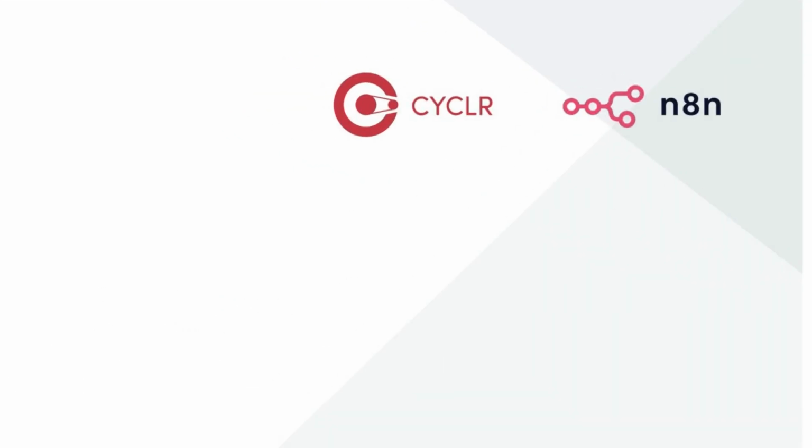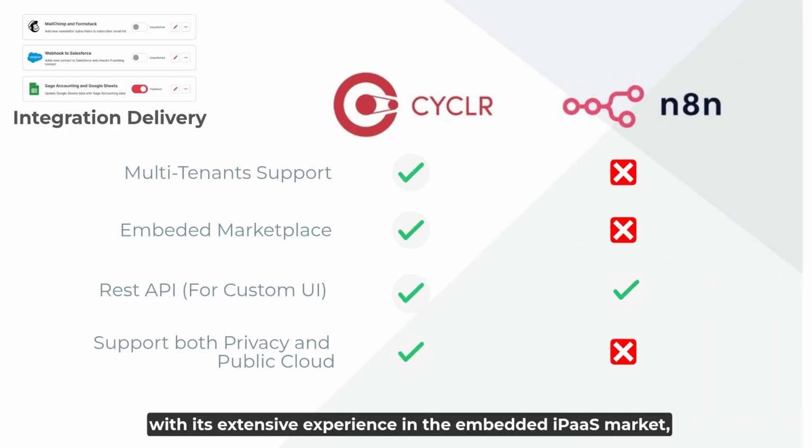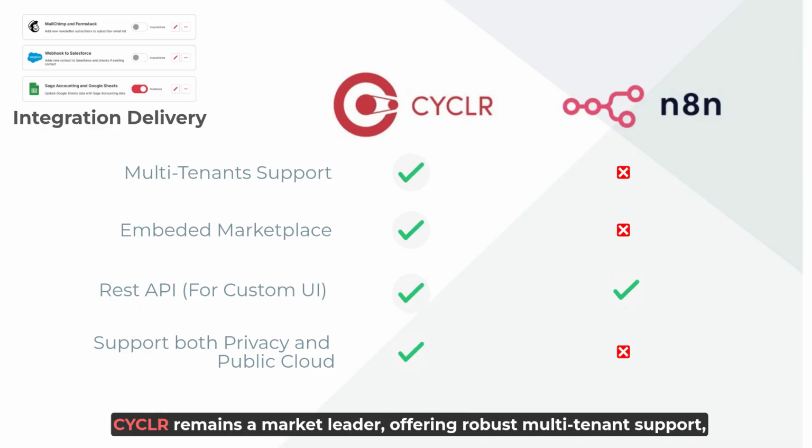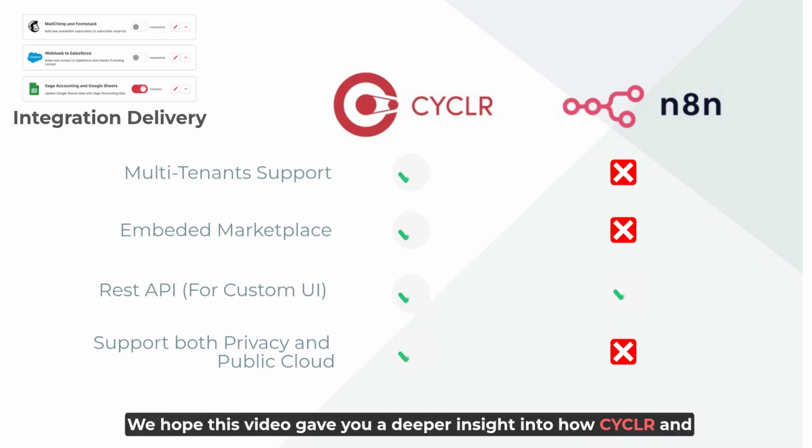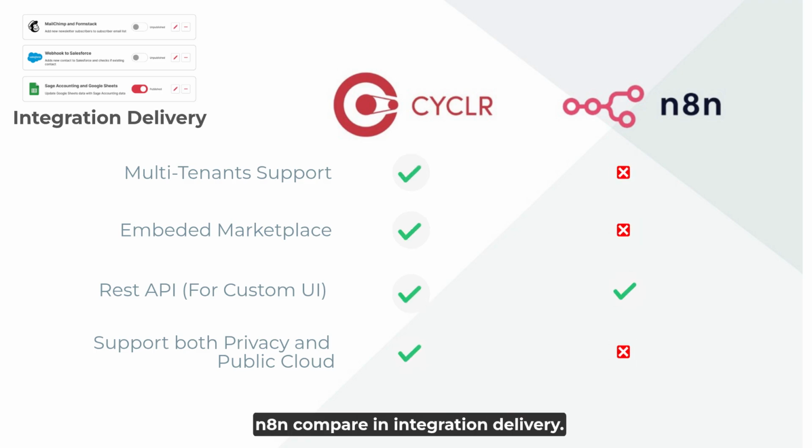In conclusion, with its extensive experience in the embedded iPaaS market, Cyclr remains a market leader, offering robust multi-tenant support, an out-of-the-box embedded marketplace, and flexible deployment options across both private and public cloud environments. We hope this video gave you a deeper insight into how Cyclr and n8n compare in integration delivery.